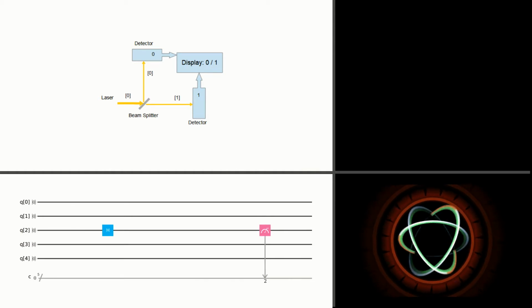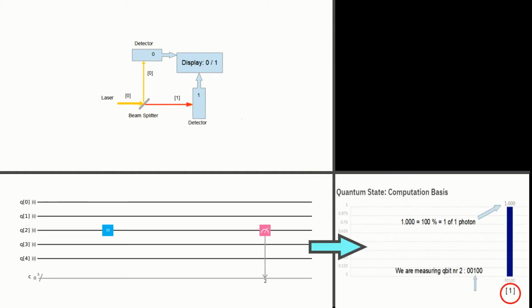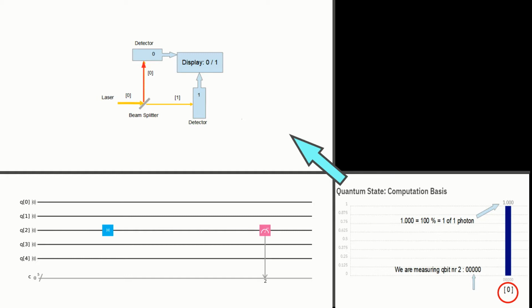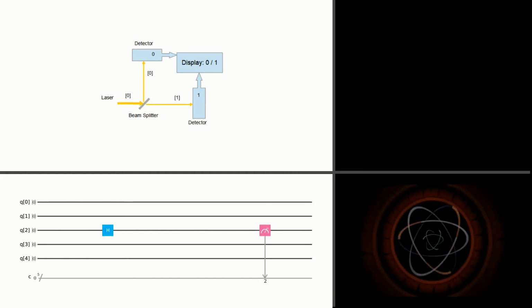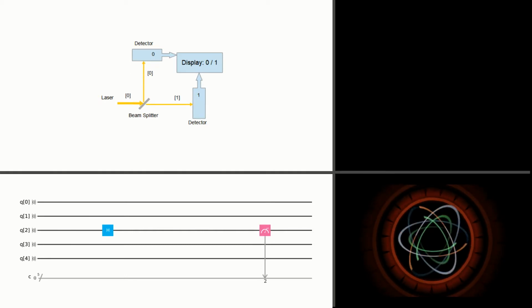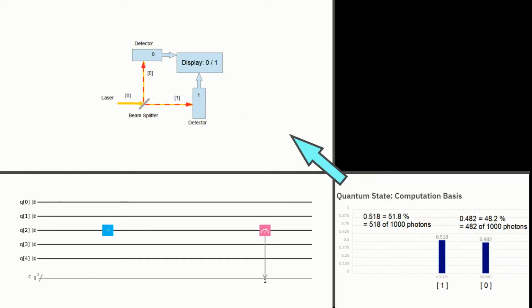So, here's the result when shooting one photon. The photon took path 1. Let's run it again. This time the photon took path 0. Let's shoot a couple of photons one at a time. Shooting 10 photons, we see that 7 of them took path 1 and 3 of them took path 0. Now let's shoot 1000 photons one at a time. The result shows that 482 photons took path 0, 518 photons took path 1.